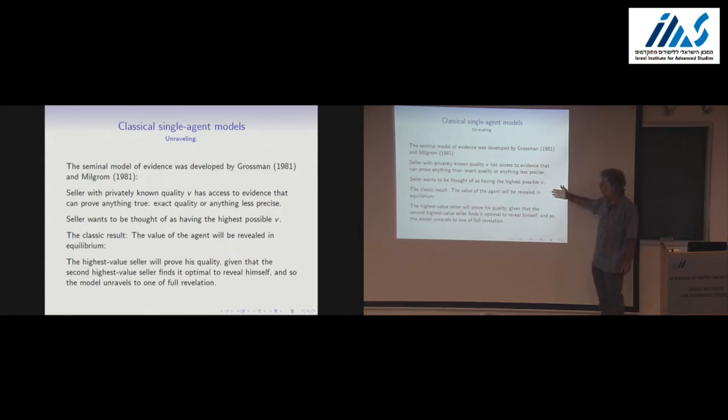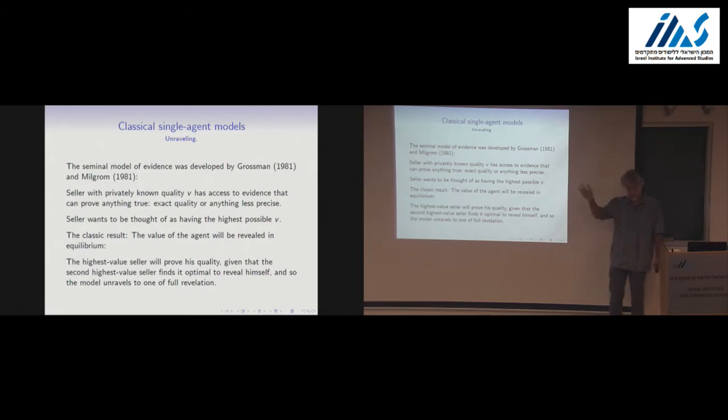And the result is that in equilibrium, the value of the agent will be revealed. Why? The highest type will prove, of course, that he's the highest type, unless the other side already believes that everyone is the highest type. But that won't be a correct belief, because then no one will present evidence in that case. So the seller's belief is not going to be that it is the highest type unless evidence is presented. So the highest quality will want to present evidence that he's the highest, and then it will unravel.